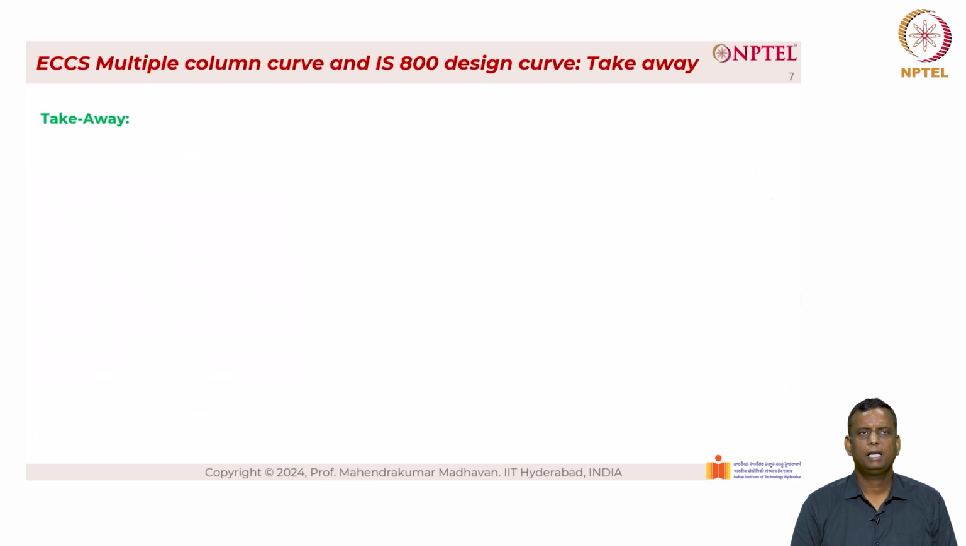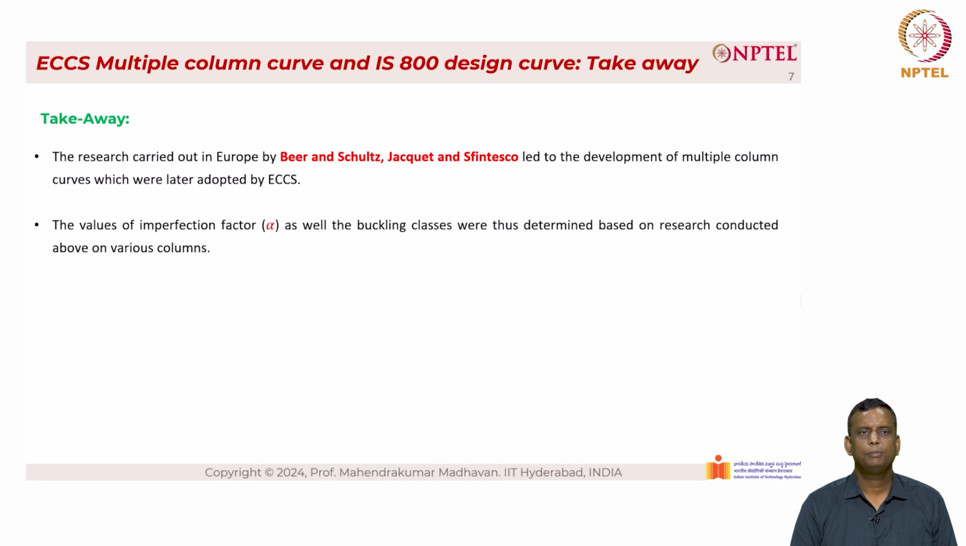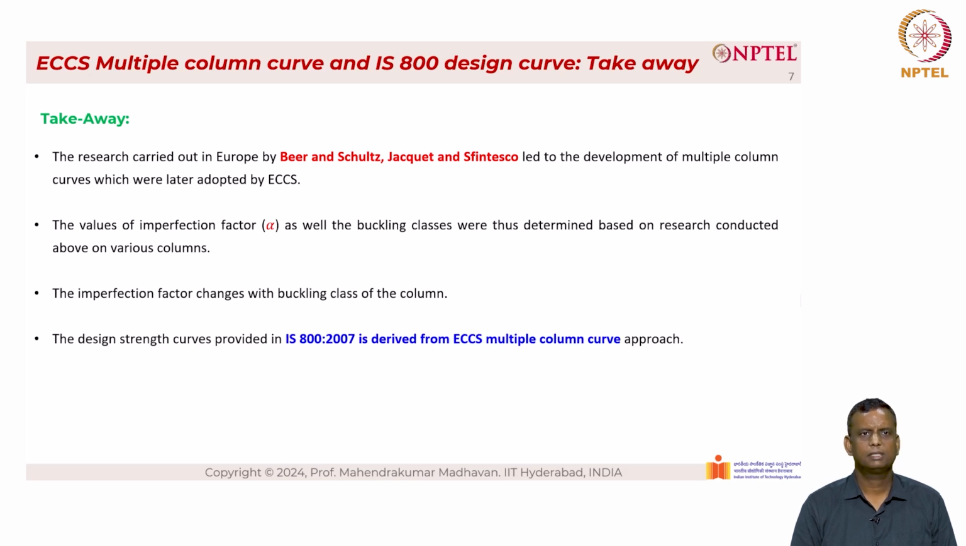So what is the takeaway here? The takeaway is that the research carried out in Europe by Beer and Schultz, Jacquet and Fintesco led to the development of multiple column curves which were later adopted by ECCS. The values of imperfection factor alpha as well as the buckling classes were thus determined based on research conducted on various columns. The imperfection factor changes with the buckling class of the column. The design strength curves provided in IS 800 2007 are derived from the ECCS multiple column curve approach. In this lecture, we will discuss American column design curves.